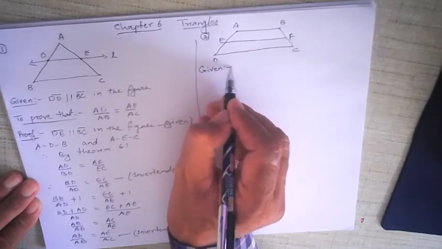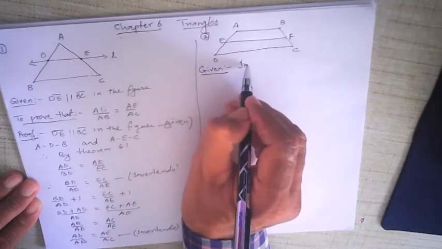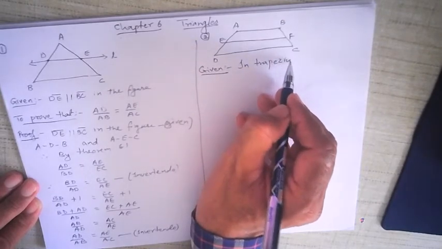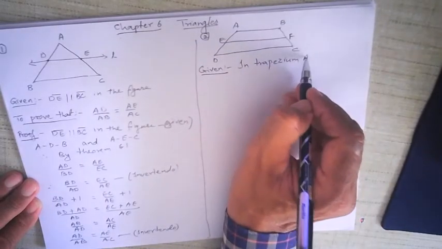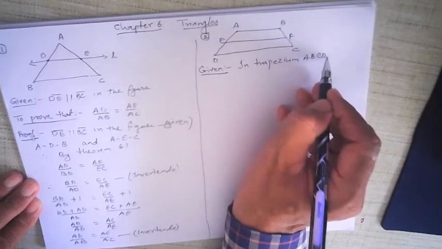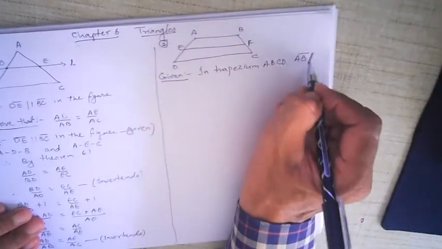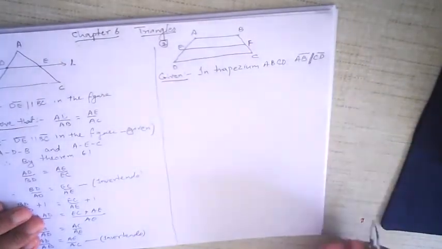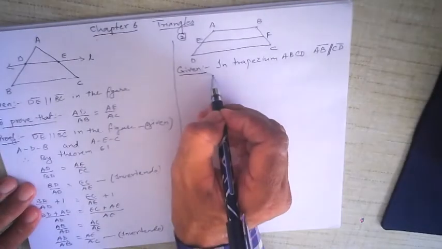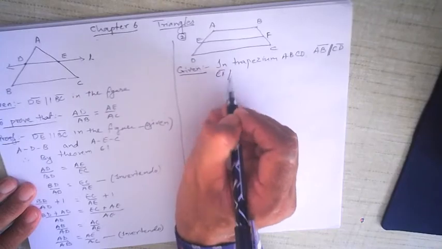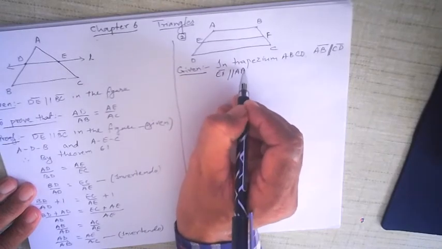Given: in trapezium ABCD, AB is parallel to CD, this is given. And EF is another line segment which is parallel to AB, this is also given.